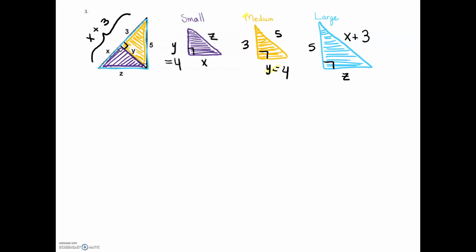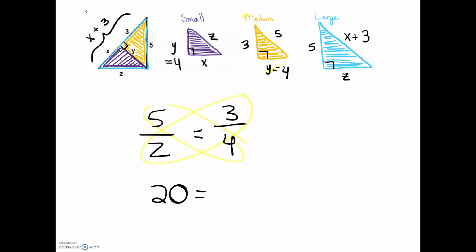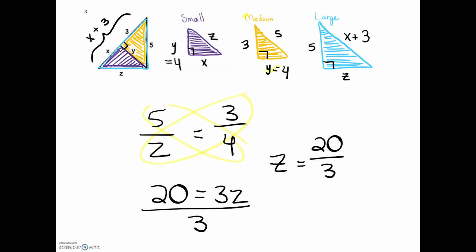So now all that's left to solve for is z. Here we can compare the large triangle and the medium triangle. With the large triangle, 5 over z corresponds to the medium triangle 3 over 4. Again, we cross multiply here. So we have 5 times 4 equals 20, and z times 3 is 3z. We divide both sides by 3, and so we get z equals 20 thirds, or if you want a mixed number, that'll be 6 and 2/3.